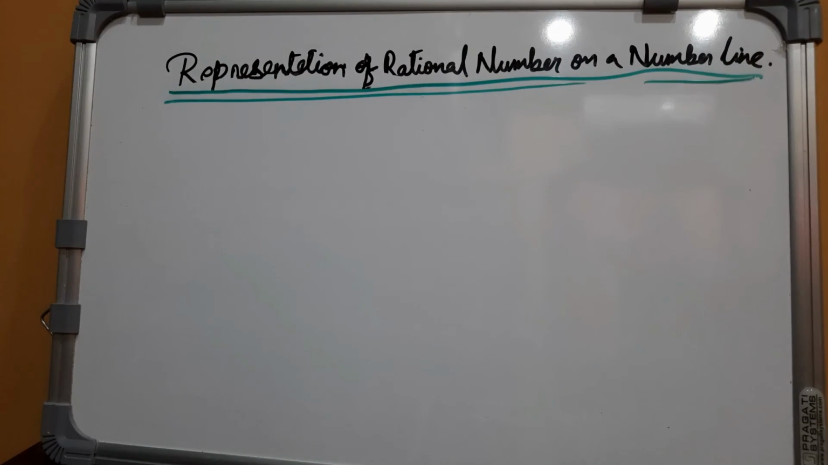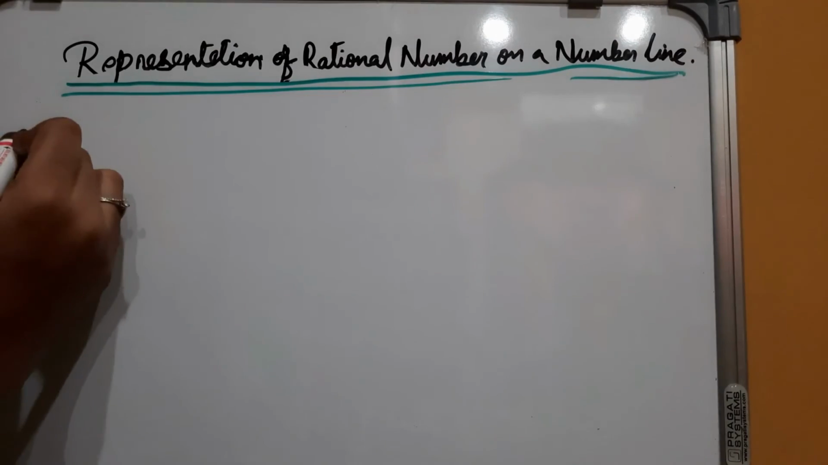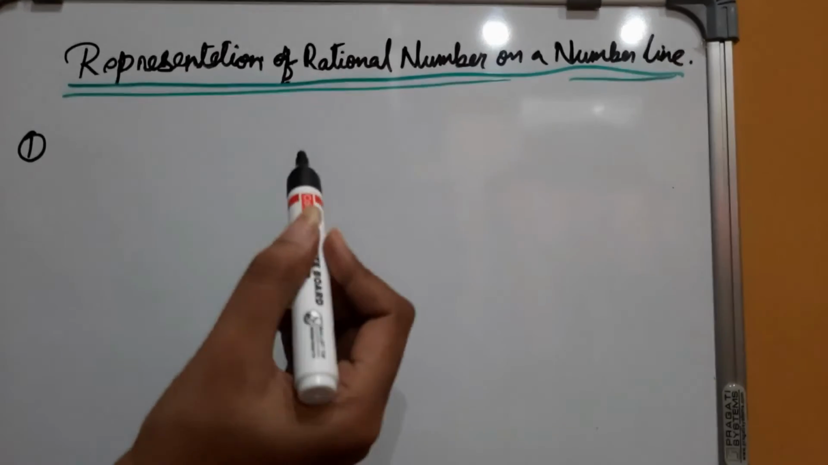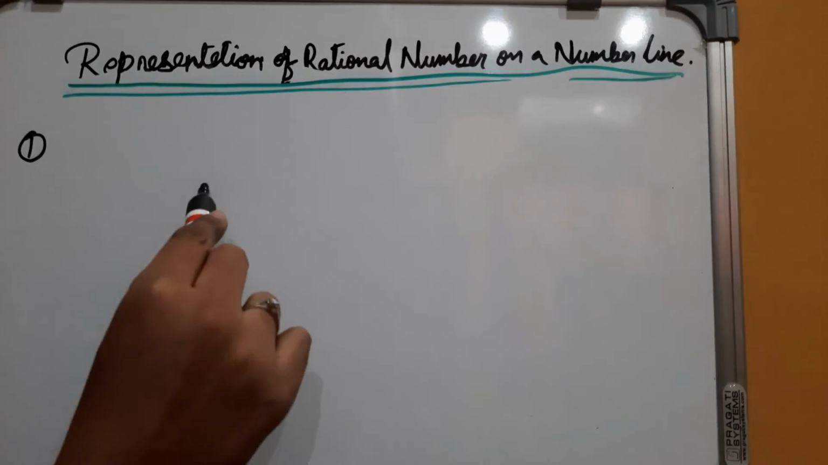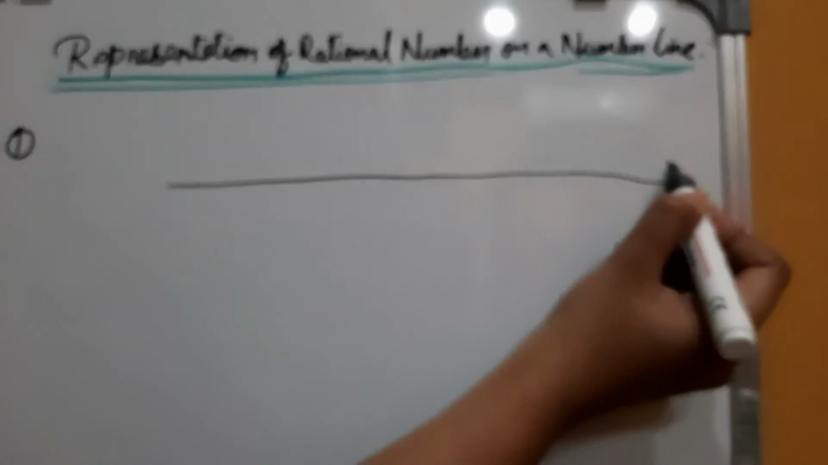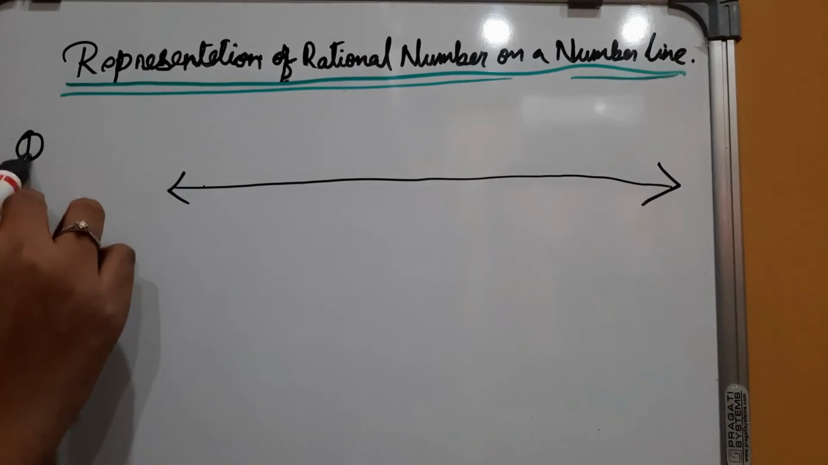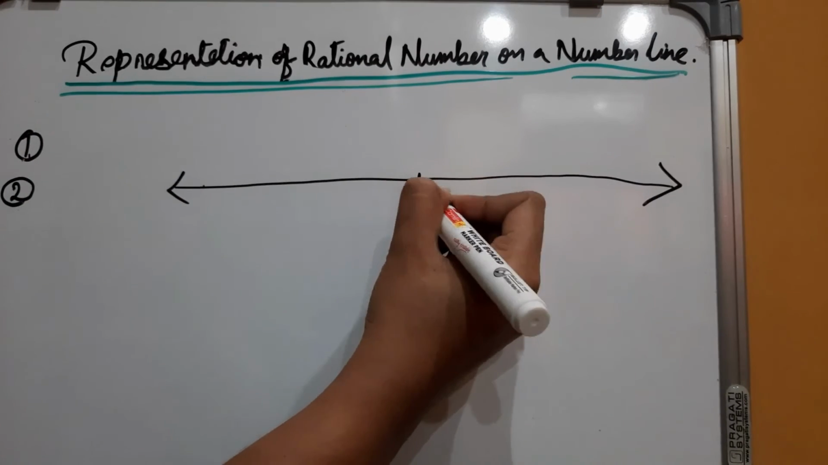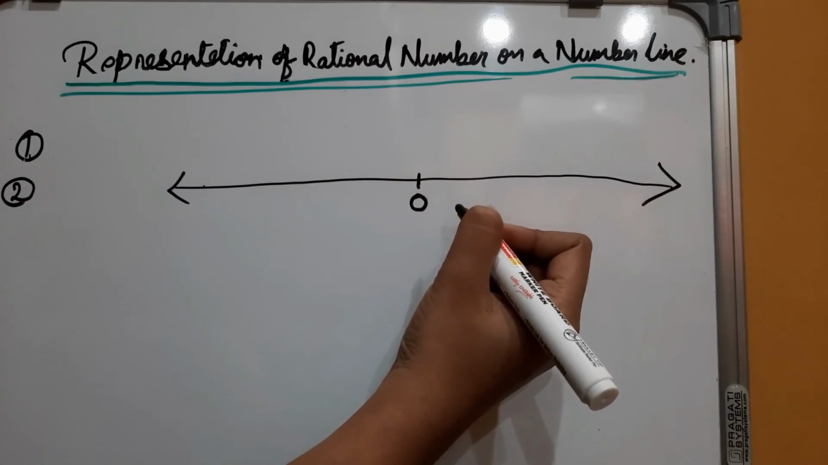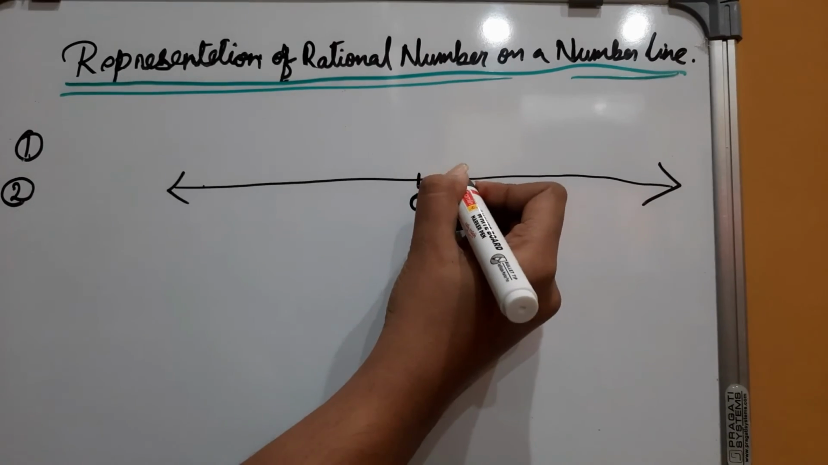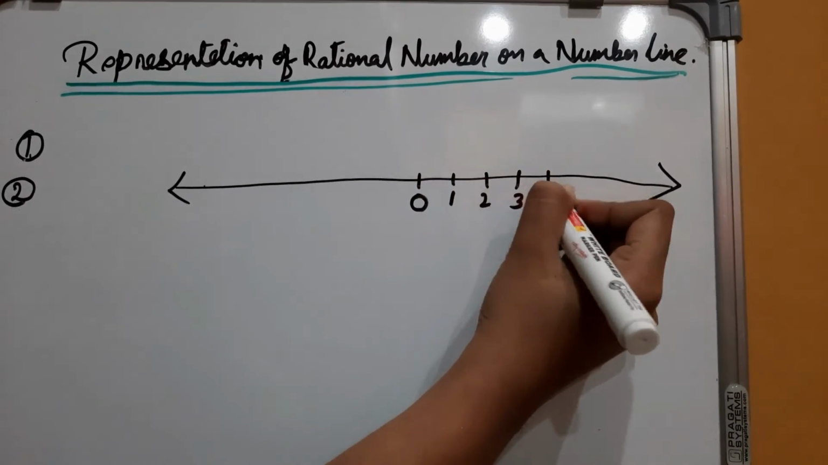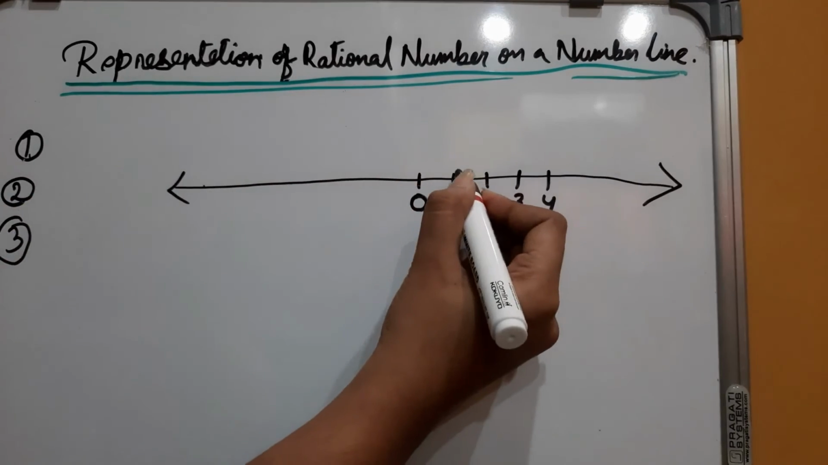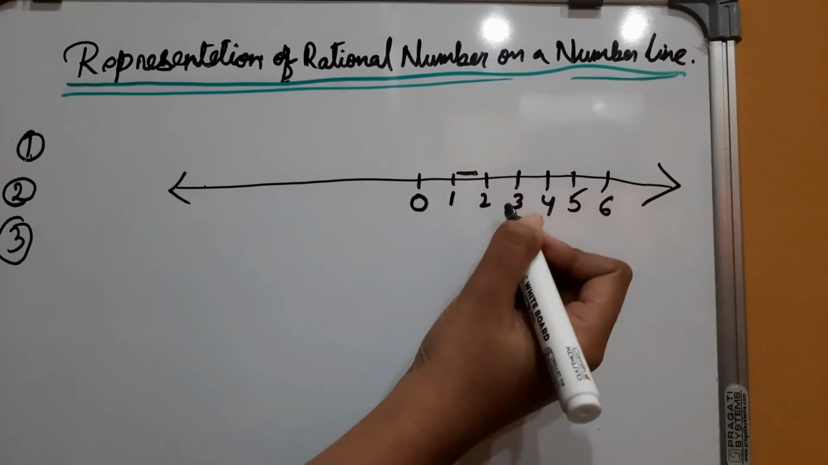Yes, so now there are certain rules to represent a rational number on a number line. The first rule: draw a straight line and mark arrows on both sides of the line to show that it continues indefinitely in both directions. Now second, mark a point on it and label it as O. It represents 0. Now we will select the unit, whether we want 1 unit or 2 units.